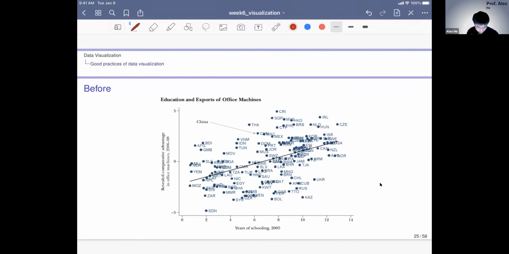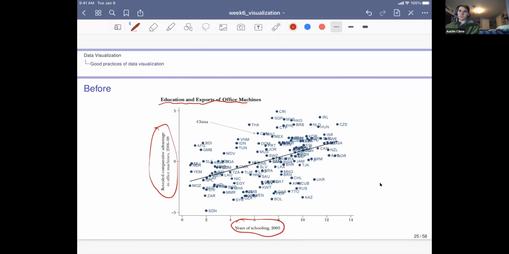Okay. So second thing, this graph is the education and exports of office machines. On the x-axis, you have the years of schooling for all of these countries. And on the y-axis, you have the exports of office machines. And then all of these little dots are countries. And there's also a line that is the fitted regression line that shows there's a positive relationship. So what's wrong? What can be improved with this figure?